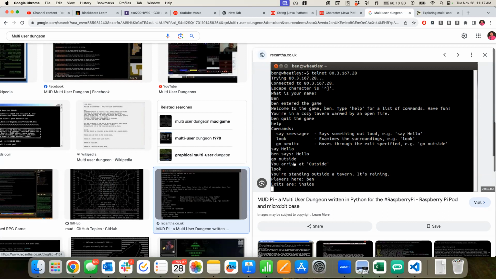When you pick out the description, you're standing outside a tavern. It's raining. It shows you what other players are here. Ben is there. And then what exits are around, and so on. So you would actually get used to picking out the portions of the text that were important. So when you played the game, the wall of text kind of almost disappeared on you.